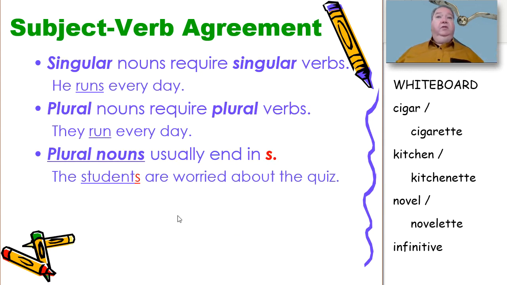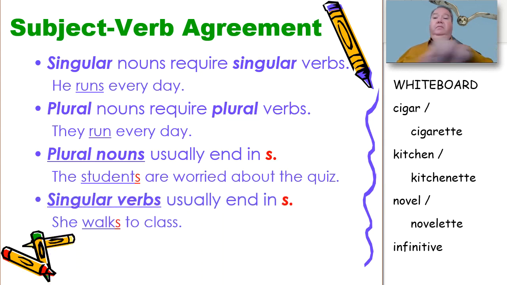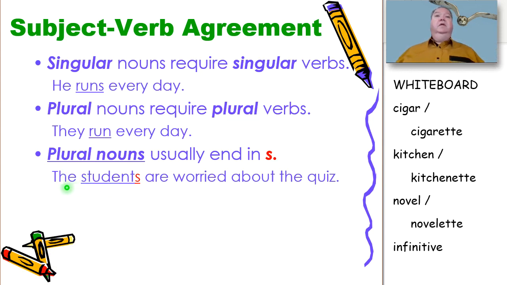Something to be aware of here, to be careful with. As you know, plural nouns usually end in S. I'll say often end in S. One owl, two owls. One student, two students. The students are worried about the quiz. Students, plural, are plural. The students are worried about the quiz. By the way, we will have a quiz very soon. I will ask you about that at the end of class today.